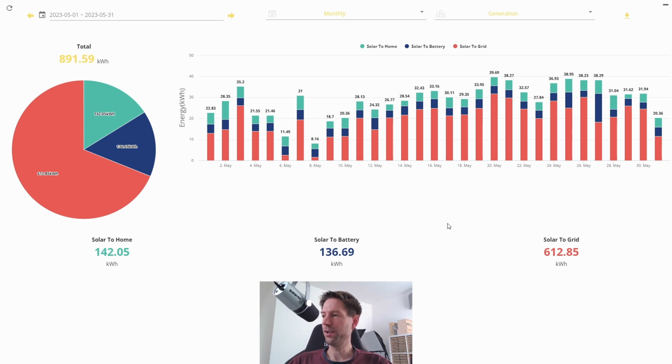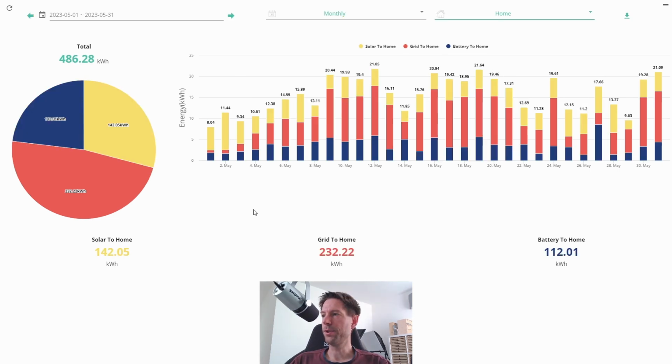So this is the generation tab, and you can see it gives you the breakdown between how much solar went to your home, how much went to your battery, and how much went to the grid. And you can see an enormous portion, all of this red stuff, went to the grid. The best day we had was May the 20th, which was just shy of 40 kilowatt hours, 39.7 kilowatt hours.